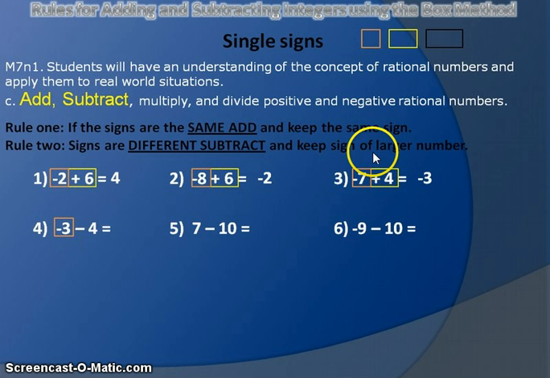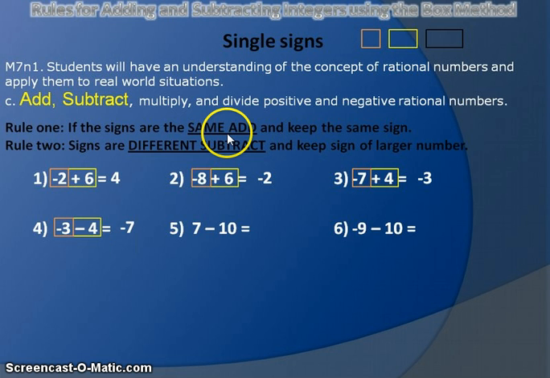Alright, let's look at some subtraction problems, and they're done the same way as the addition problems. Box up the -3, box up our -7. So now we have -3 and -4. In this case, our signs are the same. So we're using rule 1. Same signs, add. 3 plus 4 is 7. Keep the same sign. Since they're both negative, our answer is going to be negative. And we end up with -7.